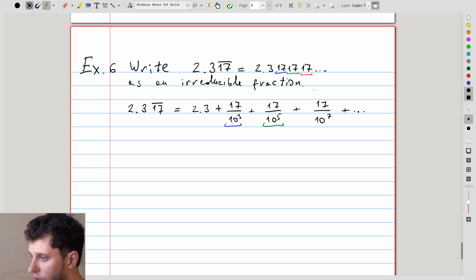What is the moral of this? Well, you see that this expression is clearly not a geometric series because the ratio of the second term to the first term is quite different from that of the third term to the second term. Now, what this is, however, is a sum of a number, 2.3, and a geometric series. So I claim that this part here is a geometric series.